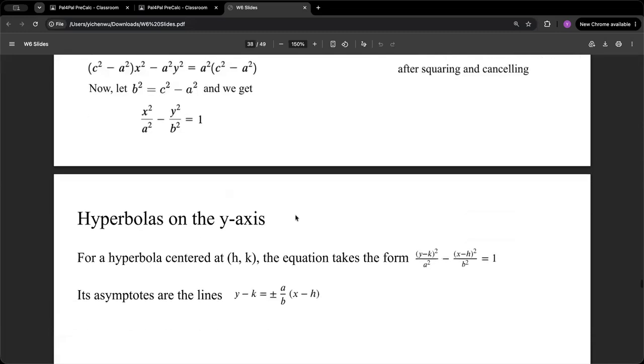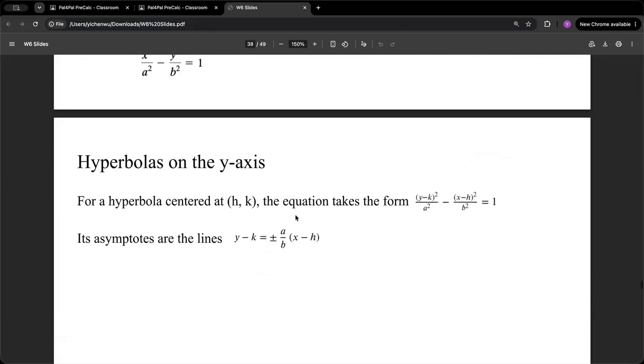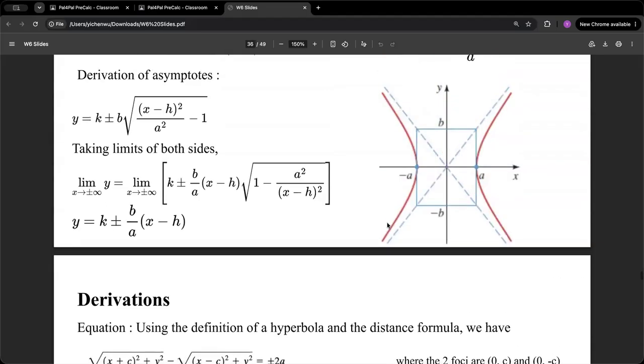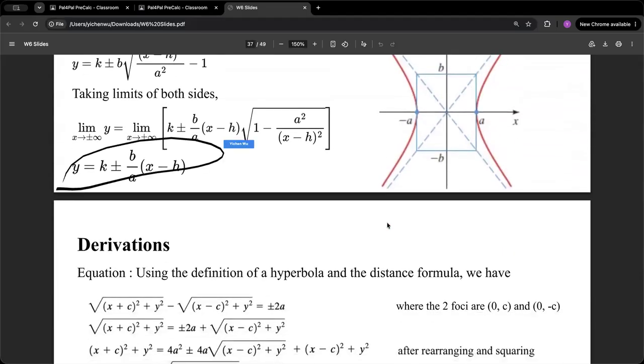Okay, now let's review the y-axis hyperbolas. For the y-axis, it's basically the same thing and it's symmetric, except the x is now a y. So for a y-axis hyperbola centered at (h, k), you still have x minus h squared and y minus k squared. But the only difference is that you swap a and b, and now it's minus x minus h squared over b squared instead of minus y. And then similarly, the asymptote is also a similar form to up here, as you can see. So that's that.